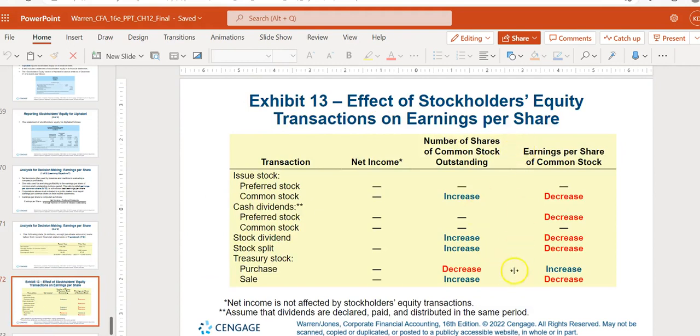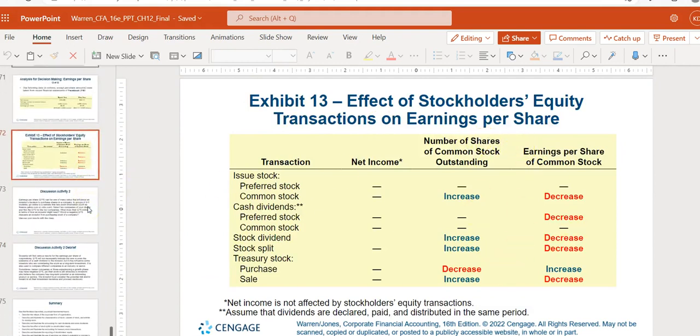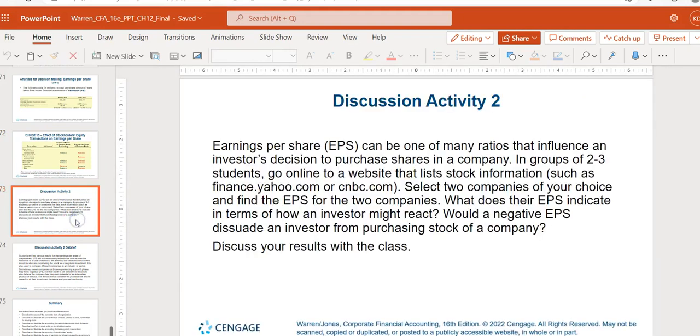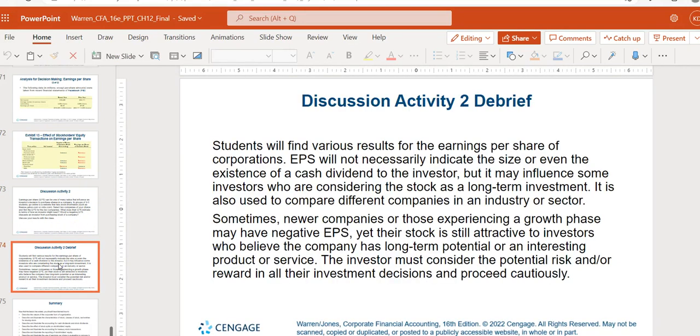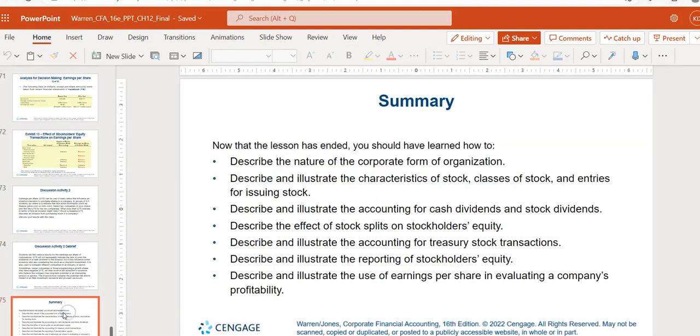Okay, you can see this, earnings per share, and we got a discussion activity 1. We're not going to do that one, but we will do this summary. And there's equity, and it's beautiful, it's wonderful, it's not hard.